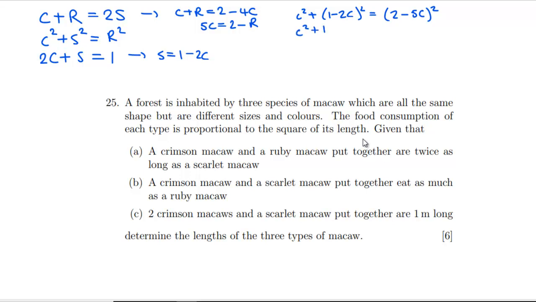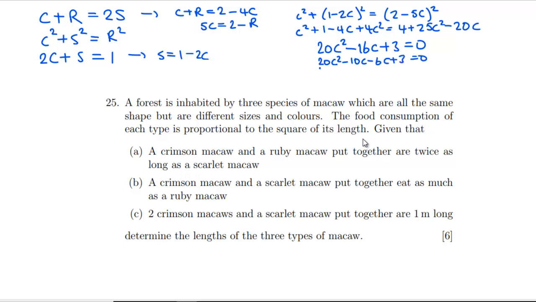C squared plus 1 minus 4C plus 4C squared equals 4 plus 25C squared minus 20C. Okay, so C squareds, we've got 20C squared. C's, we've got minus 16C. And then numbers, we've got, what, 4 minus 1 is 3. So are we going to be able to split the middle term here? We need 2 numbers that multiply to 60 and add up to minus 16. Oh, right, okay, so that's good. 20C squared minus 10C minus 6C plus 3 equals 0.